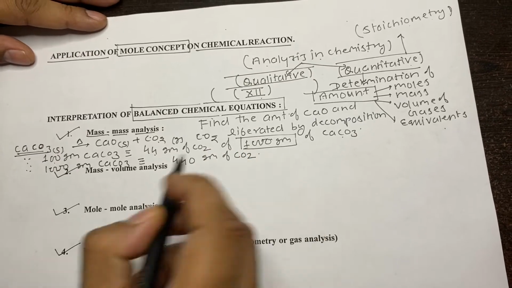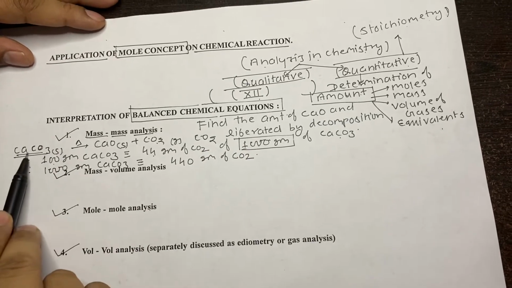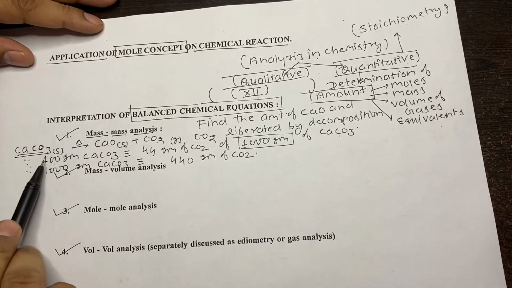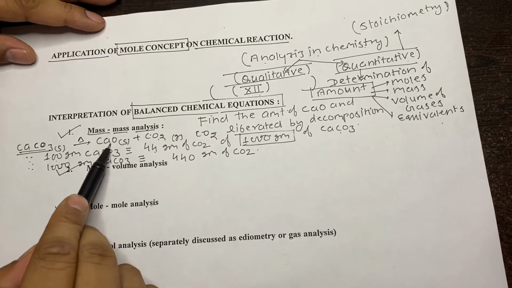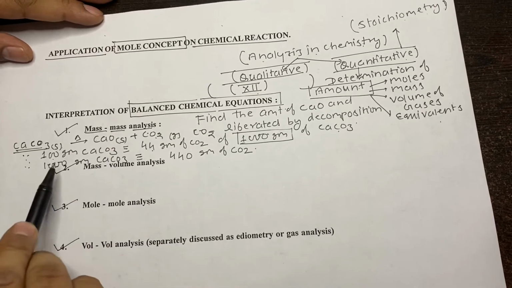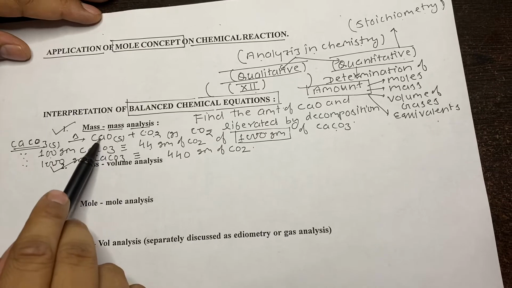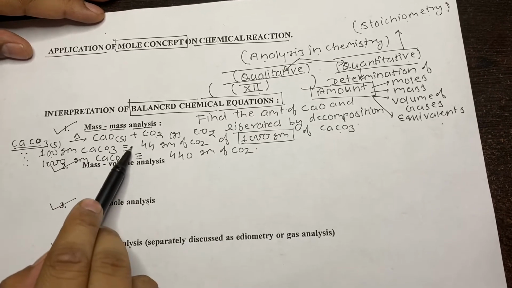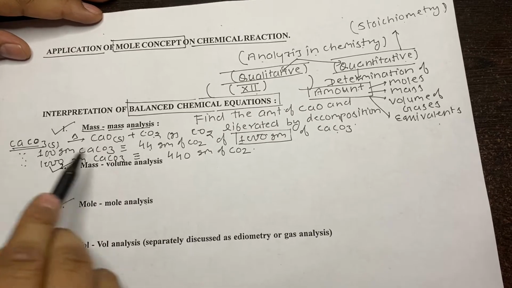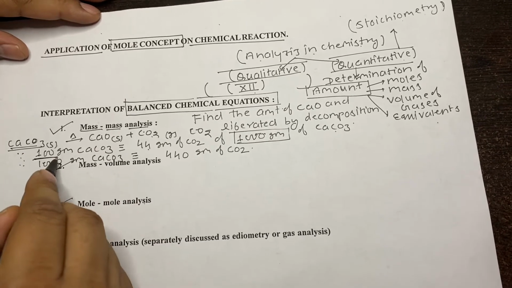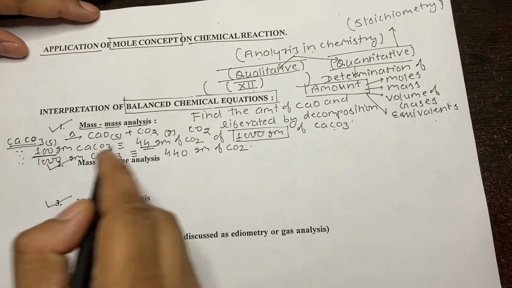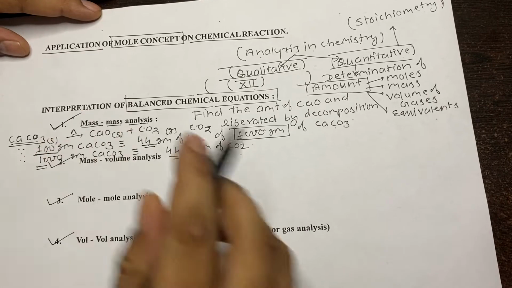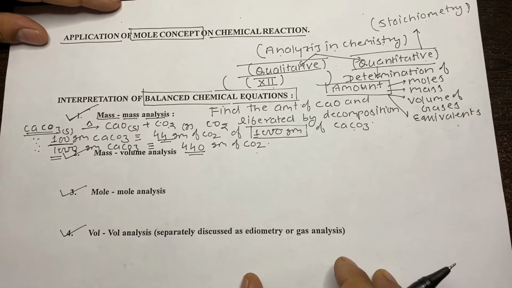In the same way, we can find the amount of calcium oxide that is liberated by 1000 gram of calcium carbonate. Very obvious, 100 gram of calcium carbonate gives 56 gram of calcium oxide. So 1000 gram of calcium carbonate will give 560 gram of calcium oxide. In this analysis, we are comparing mass with mass, as 100 gram of calcium carbonate and 44 gram of CO2, and 1000 gram of CaCO3 and 440 gram of CO2. That's why this kind of analysis is called mass analysis.